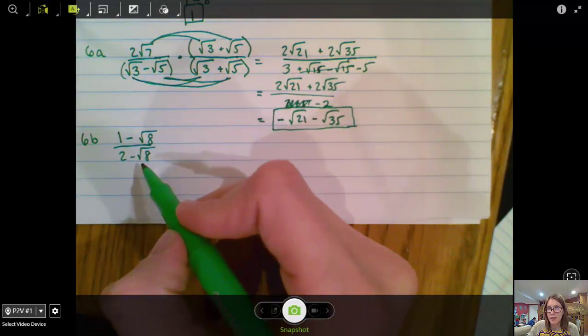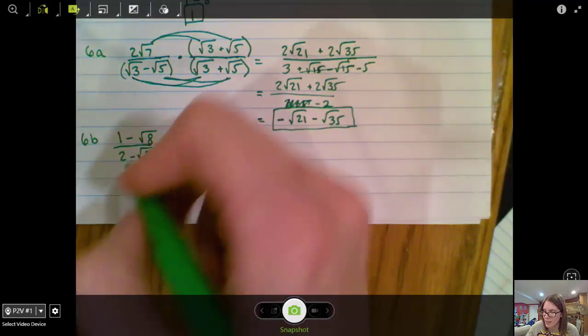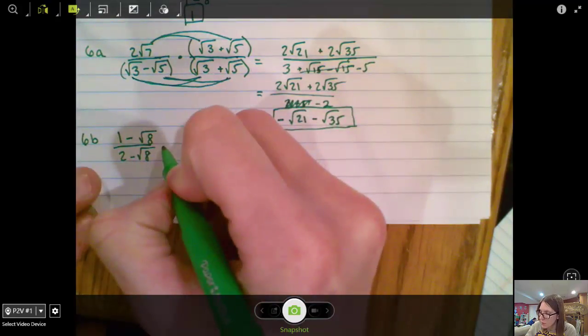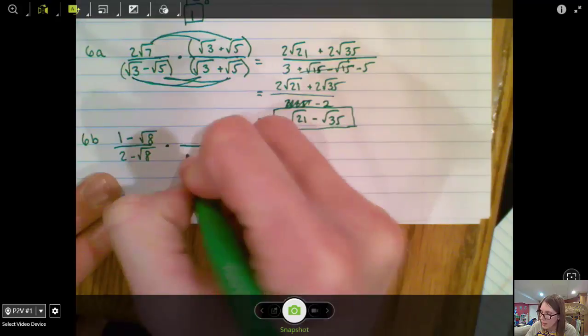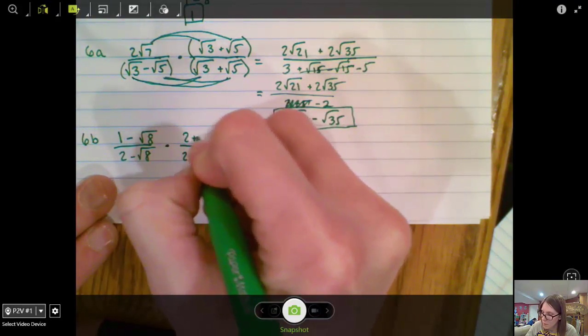Again, to get rid of our radical in the denominator, we multiply by the conjugate. If we just tried multiplying by the square root of 8, we'd have 2 radical 8. That's not really helping our case. So multiply by the conjugate. Same thing, opposite sign in the middle. 2 plus the square root of 8.